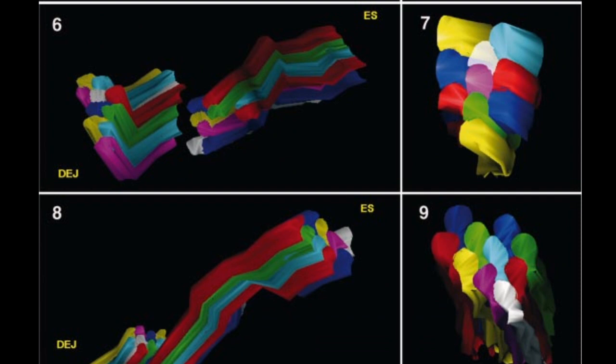Now, enamel has two borders. The outer border is called the enamel surface, and the inner border is the dentino-enamel junction. And the rods span the entire thickness from the enamel surface towards the dentino-enamel junction. Now, in this picture, if you see number 6 and number 8, you can see that the ES represents the enamel surface. That is one end of the enamel rods, and the DEJ represents the dentino-enamel junction, and this is the other extent of enamel and the enamel rods.